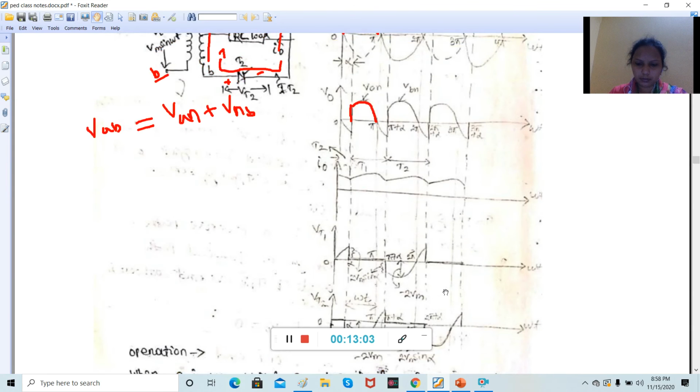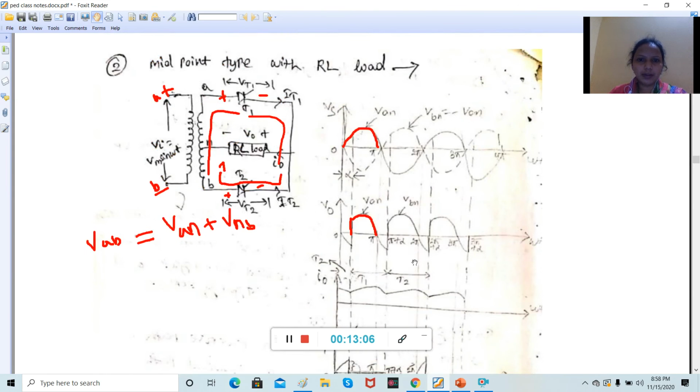When T1 is conducting, this is the output waveform. Due to the energy stored in the inductive load, the output voltage is extended beyond pi. So this is conducted up to pi plus alpha. Once the pi angle is crossed, thyristor T1 is reverse biased and T2 is forward biased. At pi plus alpha, T2 is triggered or gets a pulse. From this point, T2 is conducting and T1 is off.